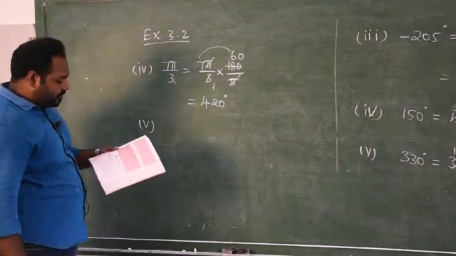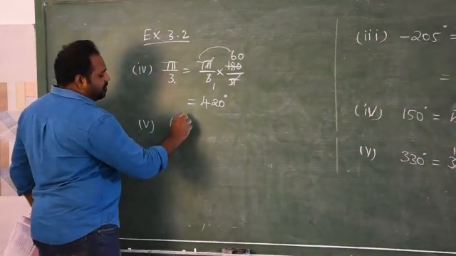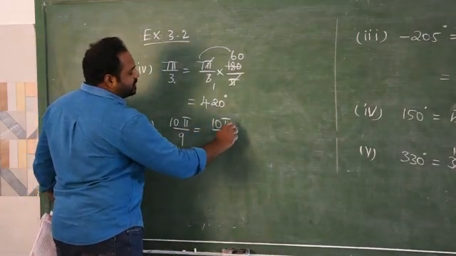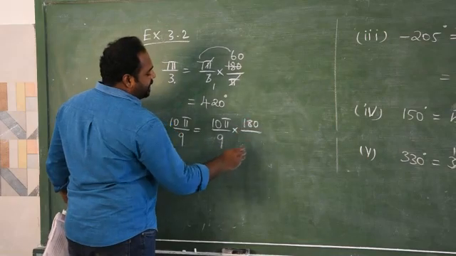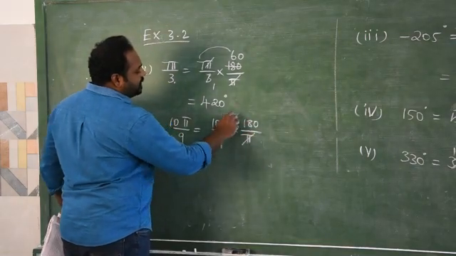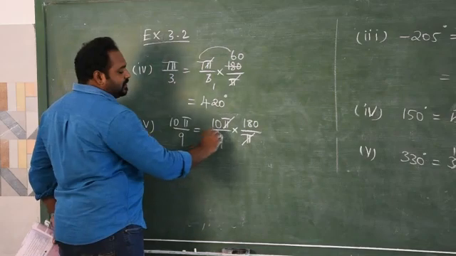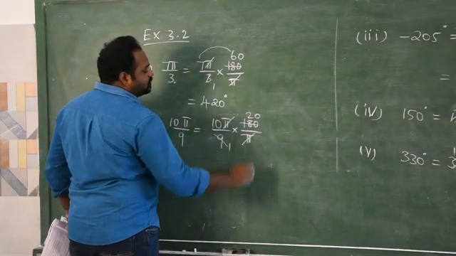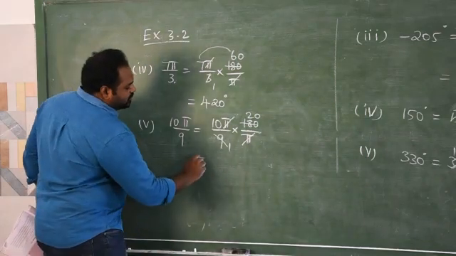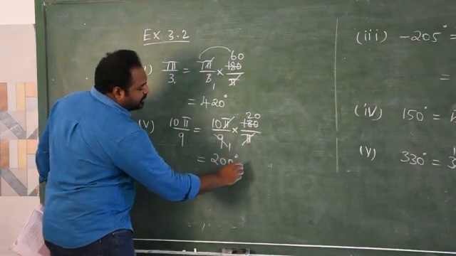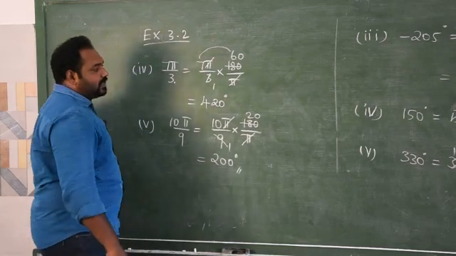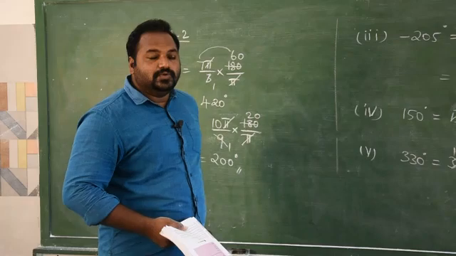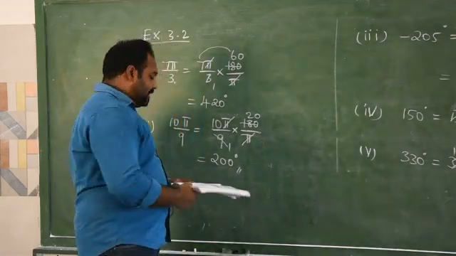Next, problem number 5. 10 pi by 9 equals 10 pi by 9 into 180 by pi. So as usual, pi will be cancelled. Here 9 ones are 9, 9 twos are 18, 20 times. So here 200 degree. So now we can clearly understand how to convert degree to radian and radian to degree.